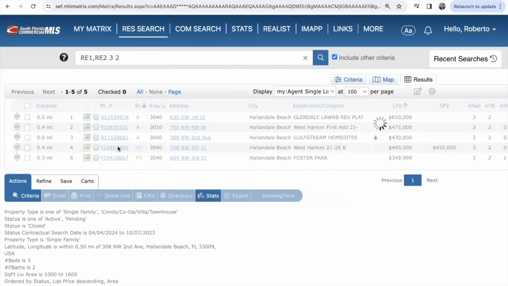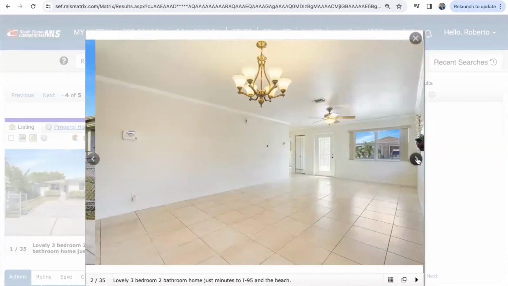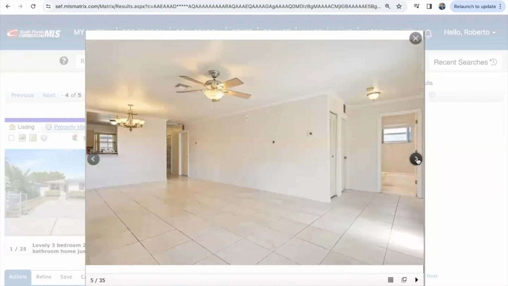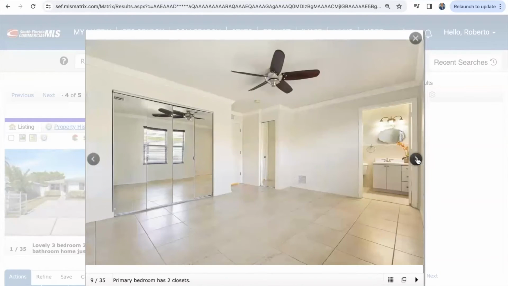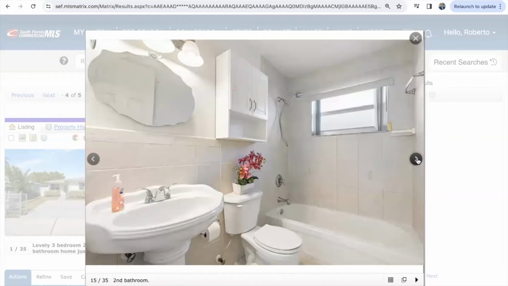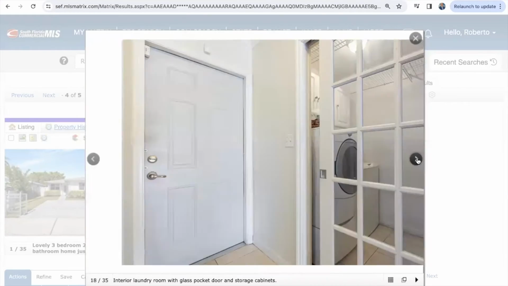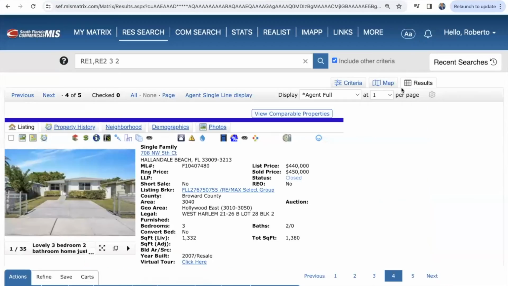All right, the closed sale comes in at $450. They were asking $440, and they were able to sell it for $10,000 more. And this is the closed sale, guys. Give me your opinion. It looks much better inside to me, right? So you're not gonna get $450 for the subject property. You're definitely not gonna get $450.